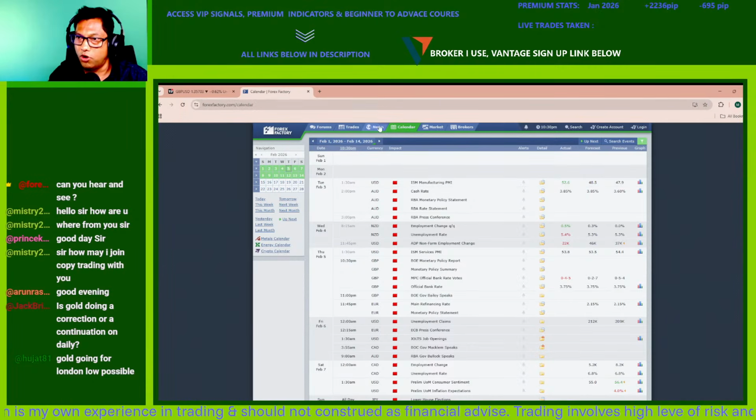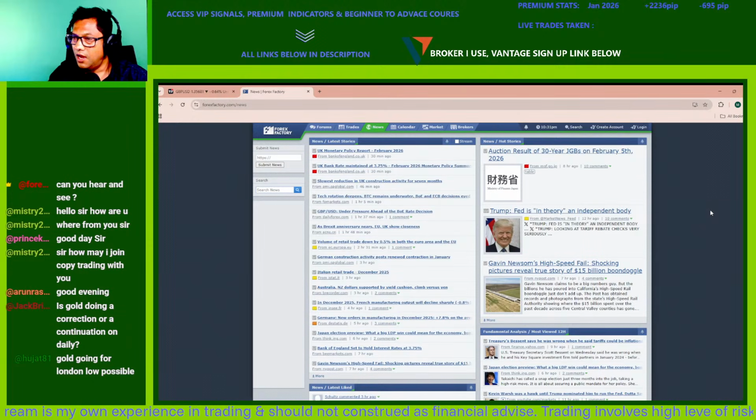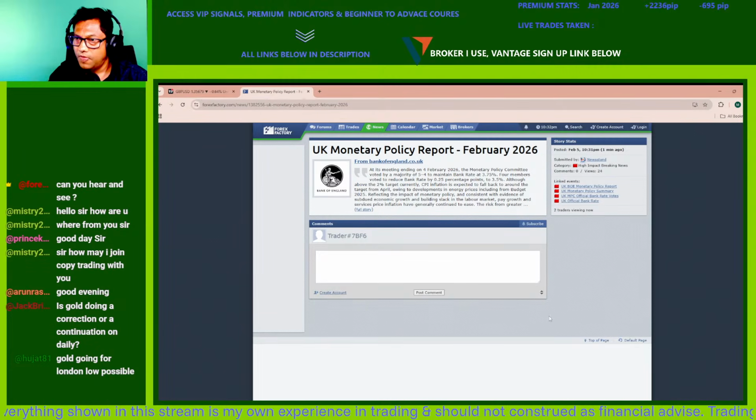What is making it so volatile? Let's look at the news here. Is there any news? UK monetary policy report, February 2026. At this meeting ending 4th February 2026, the Monetary Policy Committee voted by majority 5-4 to maintain bank rate at 3.75%. 4 members voted to reduce rate by 0.25%.